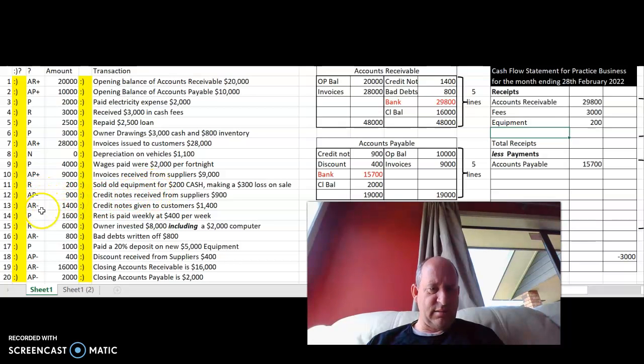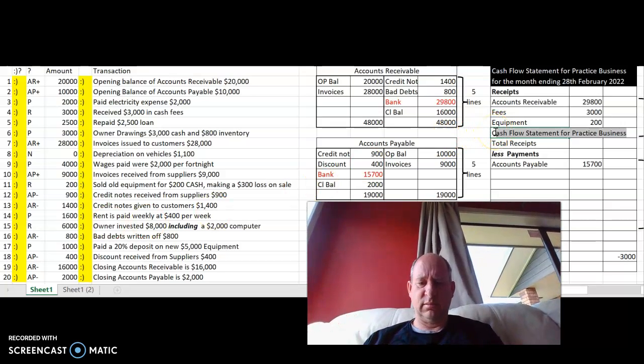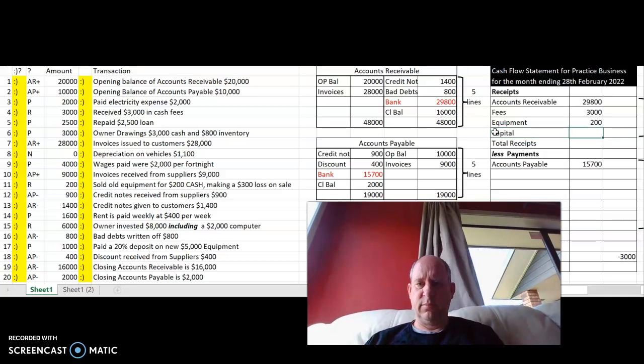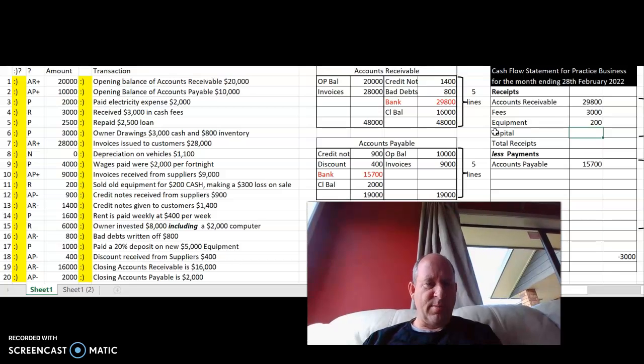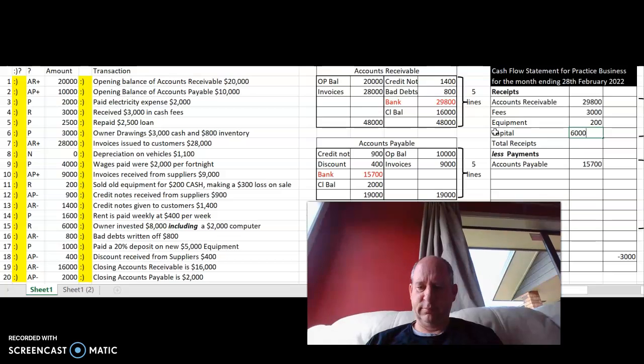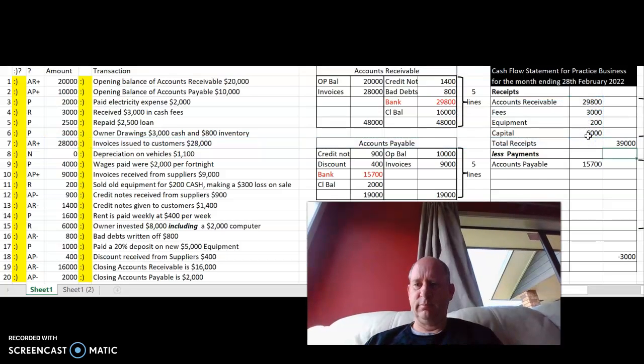Any other R's? Owner invested 8,000. So what is it called when the owner invests? It would say capital in the trial balance, so that's what we call it here. 6,000. And get a total receipt. So just add all of those up. Payments are all the P's.